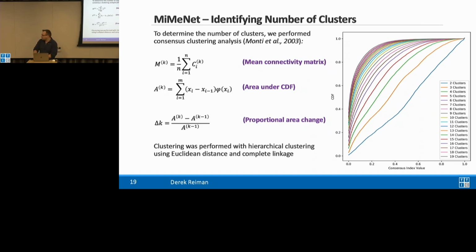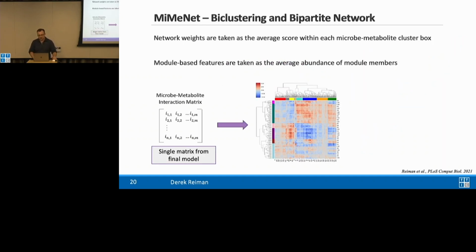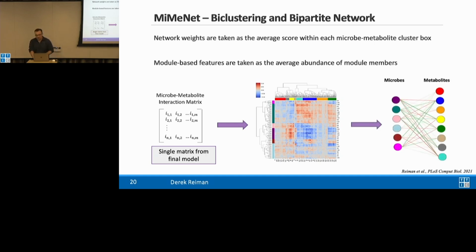With this, we have everything we need to build our final model. We have the metabolites that are associated with the microbiome, and we have a good estimation of the number of microbial modules and metabolic modules. So we can train our final model, which can then be used for external validation. We can perform bi-clustering using our predetermined cluster numbers. We can create modules based on these clusters, as well as module-based features, looking at the average abundance of the members of that module.